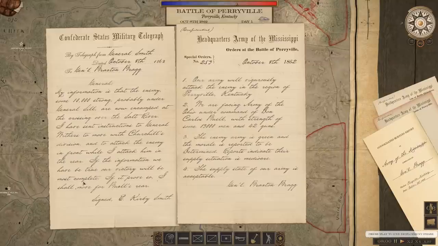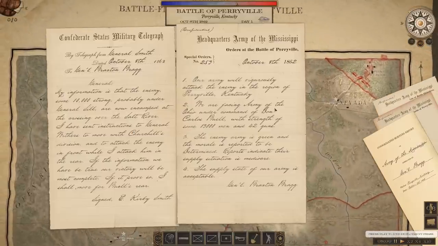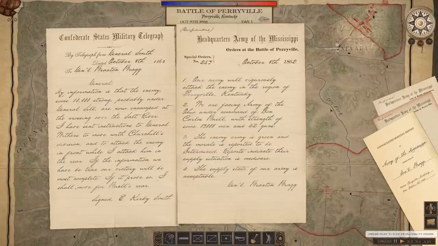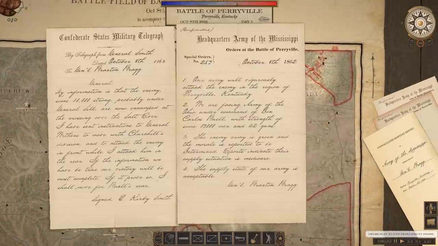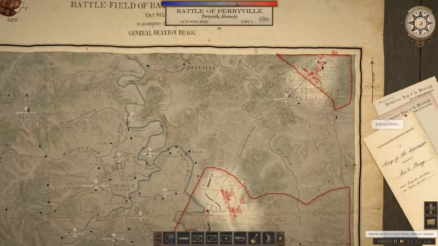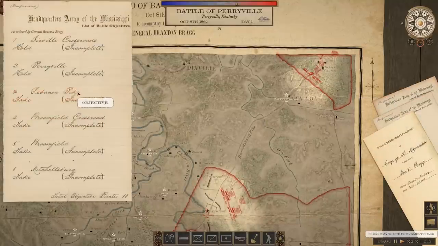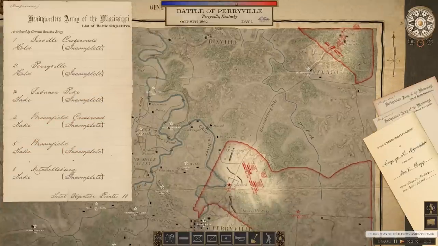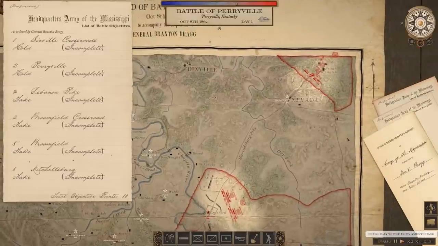And on the left hand side we have some historical information about Kirby Smith, who was supposed to join the Battle of Perryville but did not, because he was basically chasing ghosts with Sill outside the battlefield. Then we have the list of objectives with the completion. So most of these objectives are incomplete.